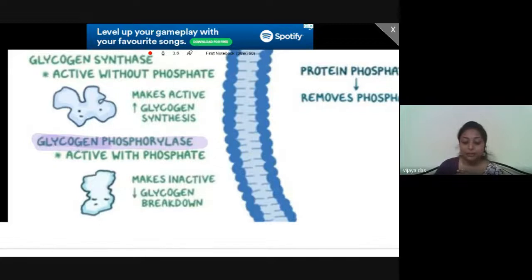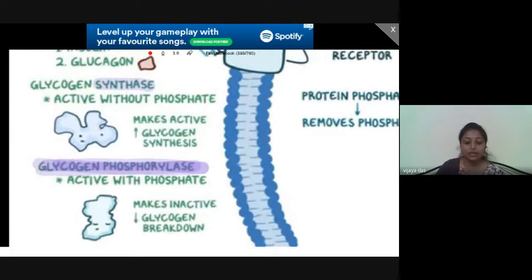अगर glycogen phosphorylase है, यानी वहां पे glycogen breakdown होगा. Correct. And there was another enzyme I said, that is your glycogen synthase. This glycogen synthase will do just the reverse thing. In presence of phosphate, your glycogen phosphorylase enzyme will become active. And the other enzyme, which is just the reverse, your glycogen synthase, is active without phosphate, which means that if there is no phosphate, then it will remain active.